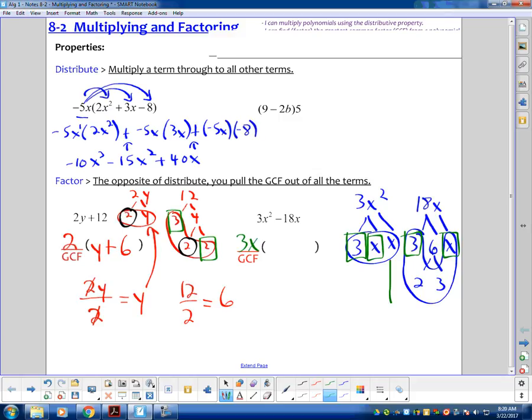And you can see I'm left with an x from the first term and a 2 times 3, or 6, from the second term. Let's copy that sign down. And that is factoring out the greatest common factor.